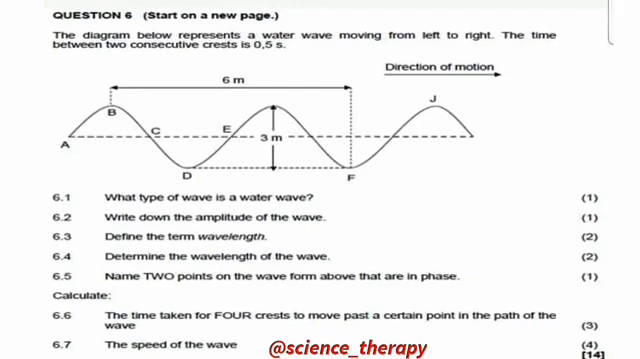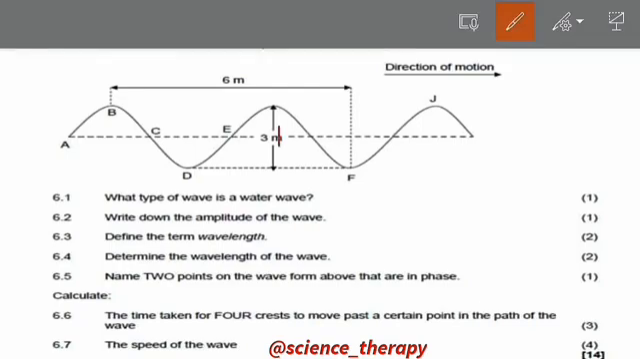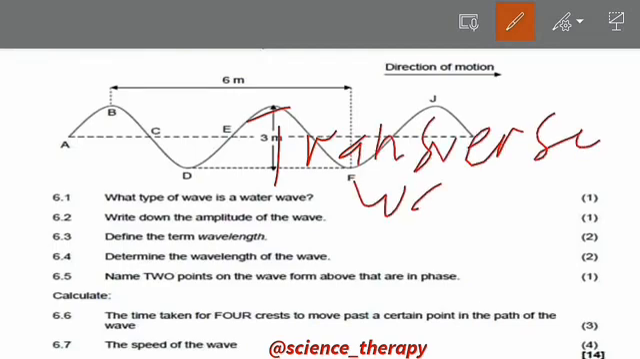Now 6.1 says, what type of wave is a water wave? Now we know from our notes that the water wave is a transverse wave. Now remember, we said a transverse wave is a wave in which the particles are at right angles to the motion of the wave.